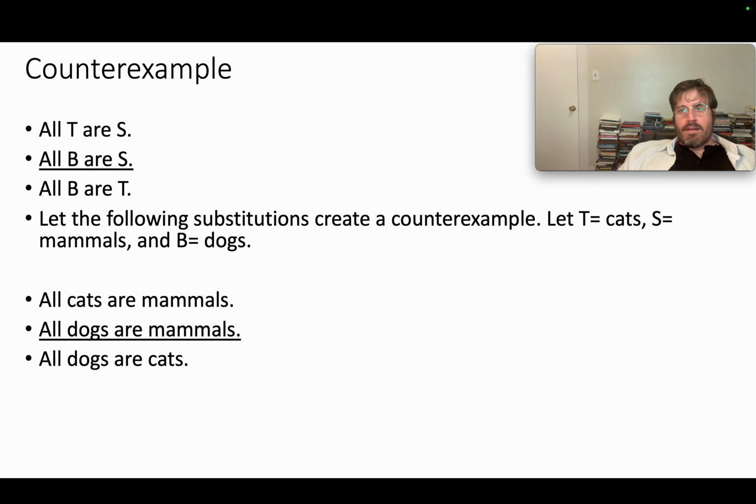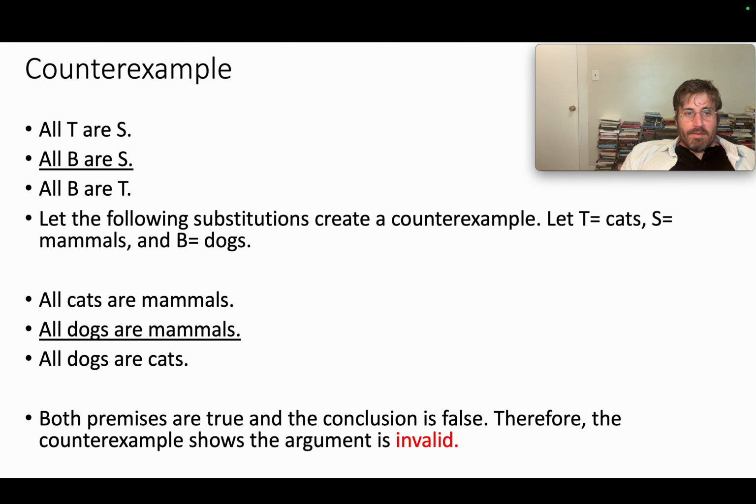But now we can see that perhaps the structure of our argument has some deep problems with it, right? All cats are mammals. Is that true or false? Okay, that's true. All dogs are mammals. That's true. All dogs are cats. That's very obviously false. So we have a false conclusion, which means we have an invalid argument. Both premises are true and the conclusion is false. Therefore, the counterexample shows that the structure of the argument in general, no matter what the content, is invalid. For every instance of this formal structure, the argument is invalid. So our initial argument about skyscrapers and buildings, that argument is invalid too.